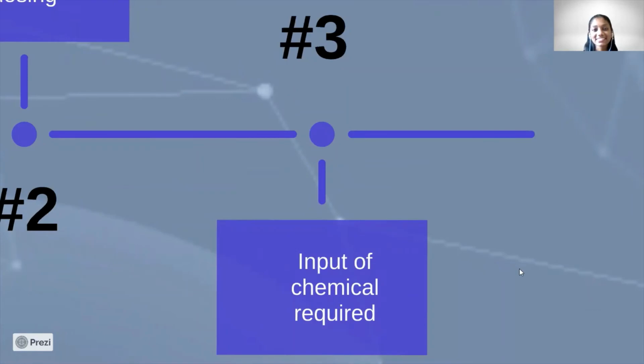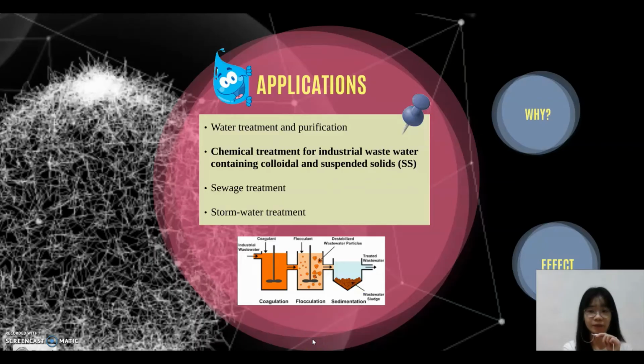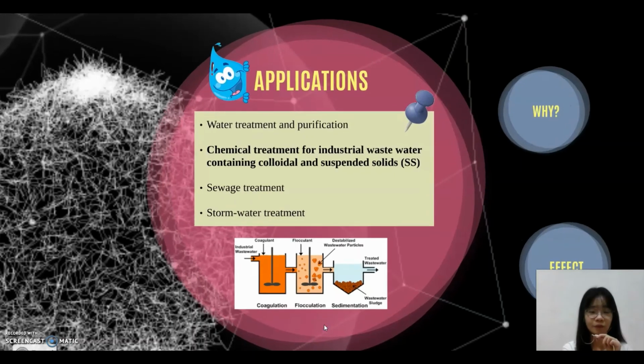Thank you. Okay, so now we will proceed to the applications of the coagulation and flocculation process. There are 4 types of applications: water treatment and purification, chemical treatment for industrial wastewater, sewage treatment, and stormwater treatment. But now we will focus more on industrial wastewater treatment, which is one of the most typical applications in real life.